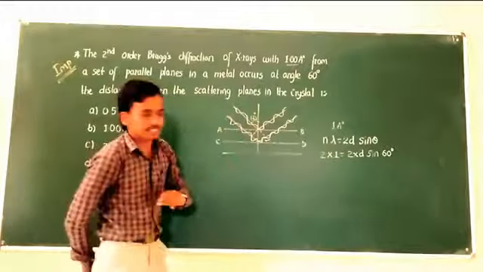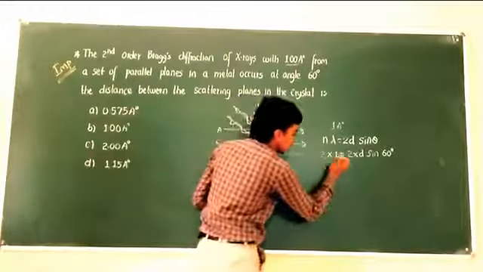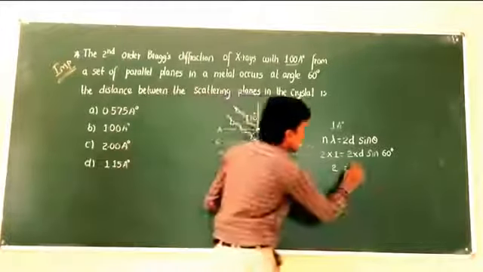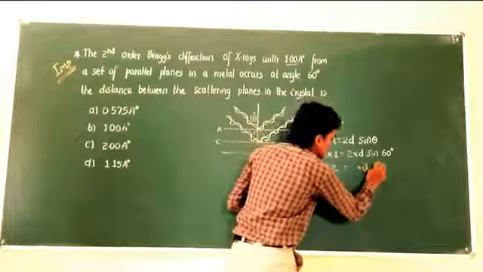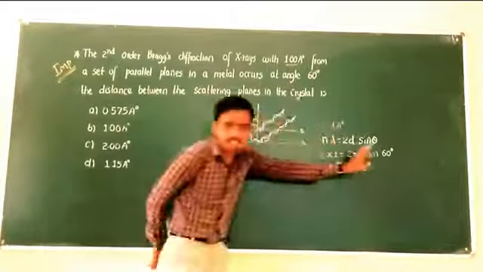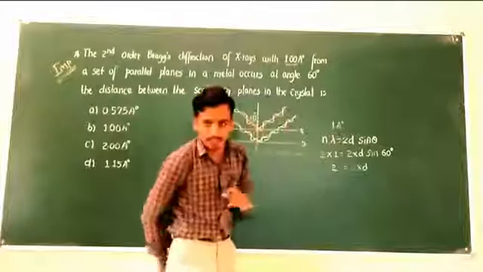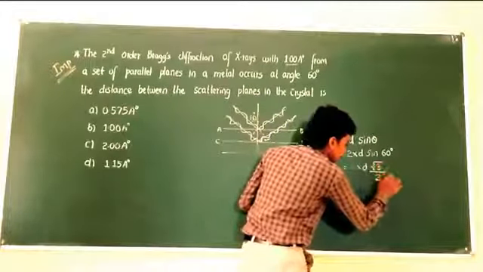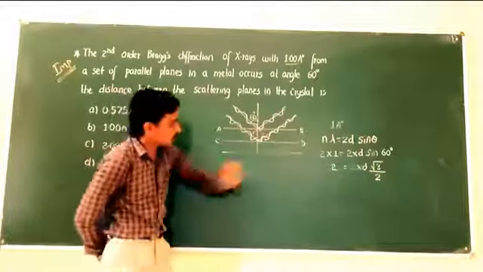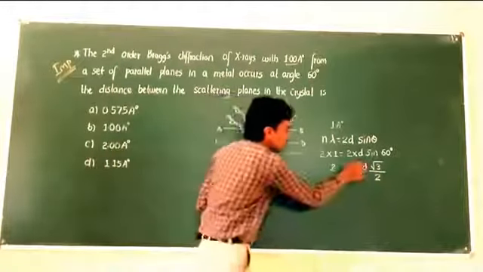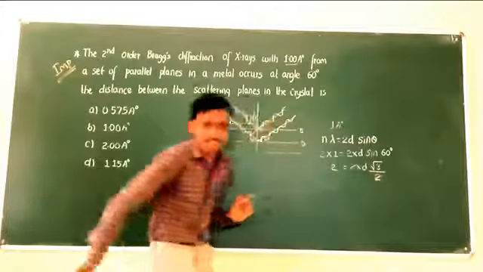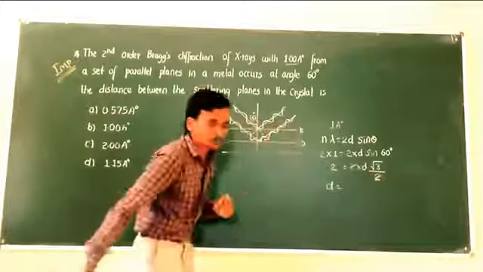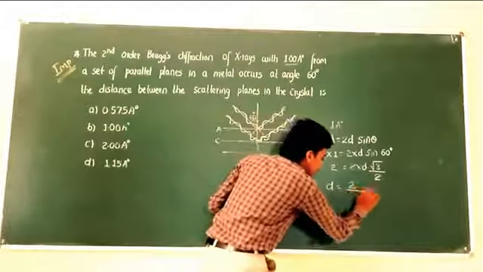And how to solve this further? On the left side, n lambda is 2 times 1, which is 2, and on the right side, 2 d sin theta. This is sine 60 degrees, and you already know the value from the basics of mathematics: it is root 3 divided by 2. How to solve further? The 2 and this 2 get cancelled. And what is remaining? That is d equal to 2 divided by root 3.